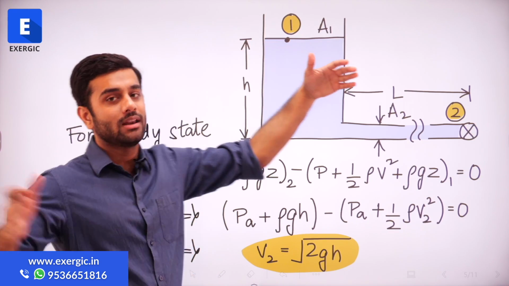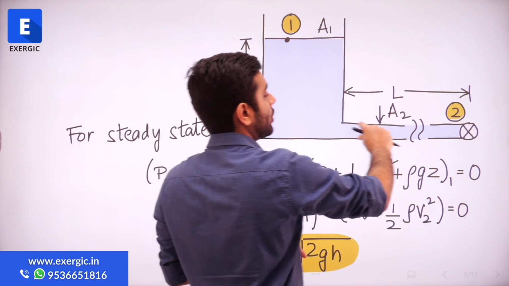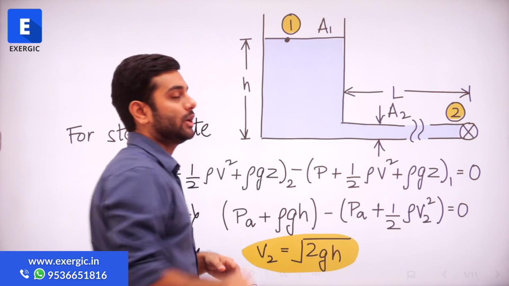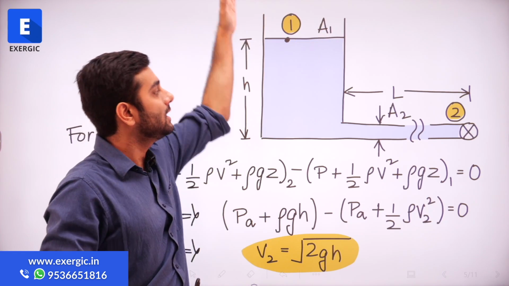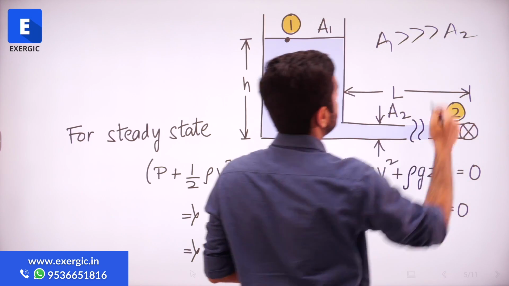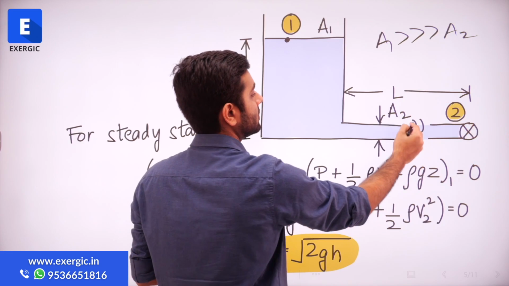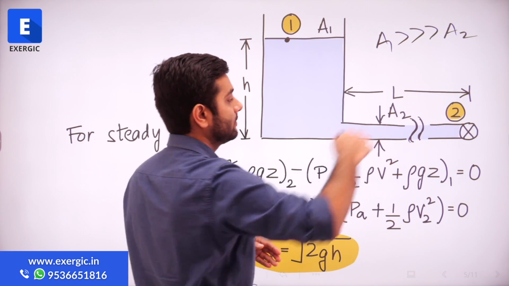There is a large tank having area A1. And from the bottom, a pipe is connected having area A2. A1 is very large as compared to A2. The length of this pipe is L. It is very long. This symbol is showing a very long length, right?